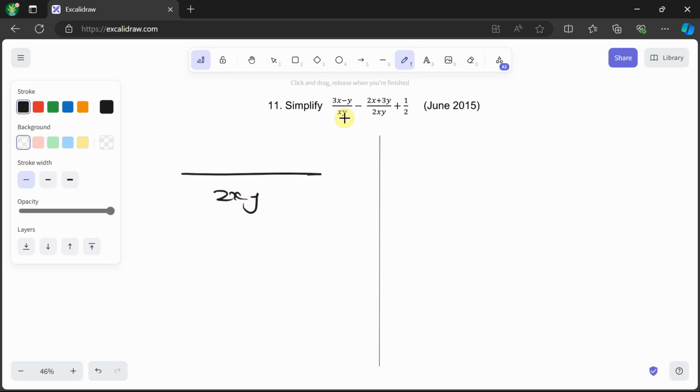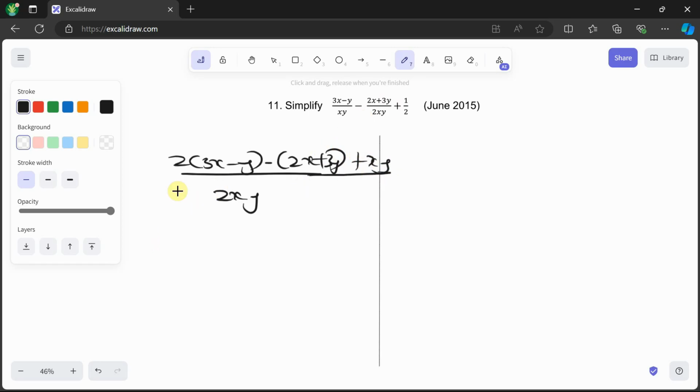2xy divided by xy will give me 2. We'll multiply 3x minus y. 2xy and 2xy will give me 1. There's a minus times 2x plus 3y. So I'll put this in the brackets, 2x plus 3y. Always remember to put it inside the brackets. If you don't put it inside the brackets, you are wrong, because you have to open up the bracket to the minus. 2xy divided by 2 is xy, times 1 will give me xy. So that will be plus xy.